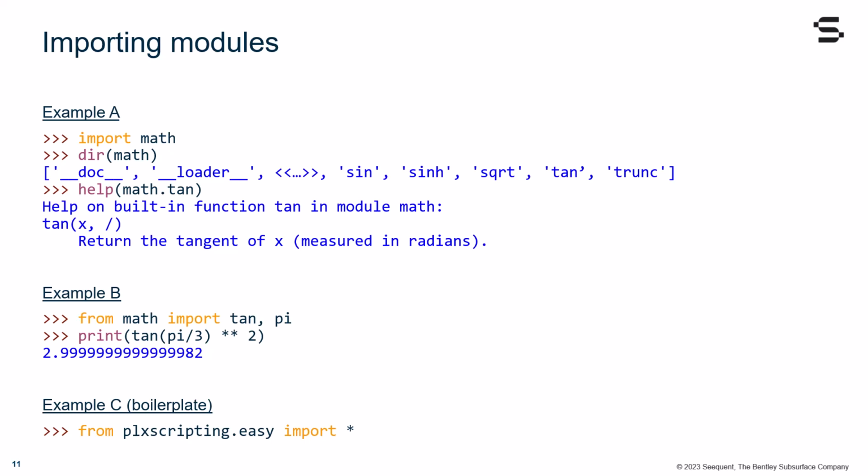To access the full contents of a module, you can run the dir function as shown here. The help function usually contains some additional information. In example B, you can see how you can import specific functions of a module to avoid unnecessary importing of data. From math import tan, pi will only import these two functions from the math module. In example C, you see the first line of the boilerplate we use in PLAXIS. That is needed because we need to import the PLAXIS scripting library. In this case, the module we import is plxscripting.easy, and we want to import everything, which is why we use the asterisk.